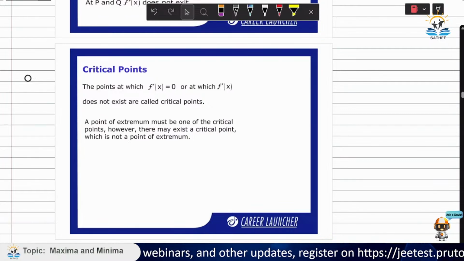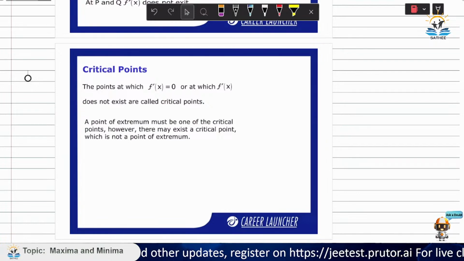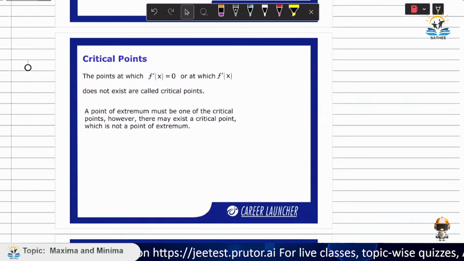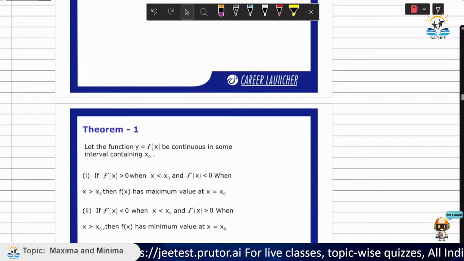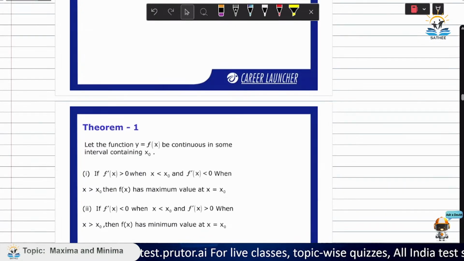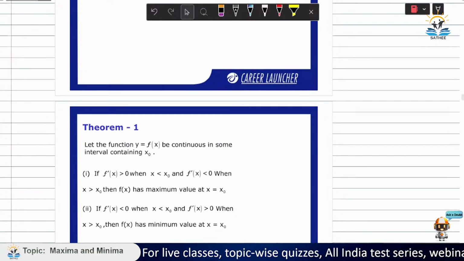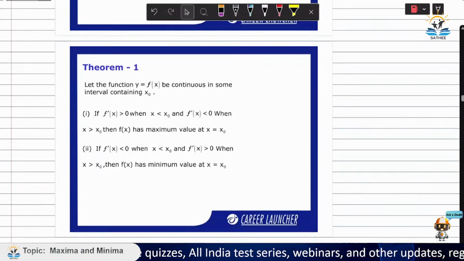So there are instances where f dash x would be zero, but this won't be a point of maxima or minima. One such example that we did the other day was a point of inflection. If you guys remember, you can check out the lecture, what we did. I have discussed the point of inflection there as well. So we can see what the point of inflection is, and that is a very similar condition to what has been stated here. Okay, so let's check out some theorems related to this.